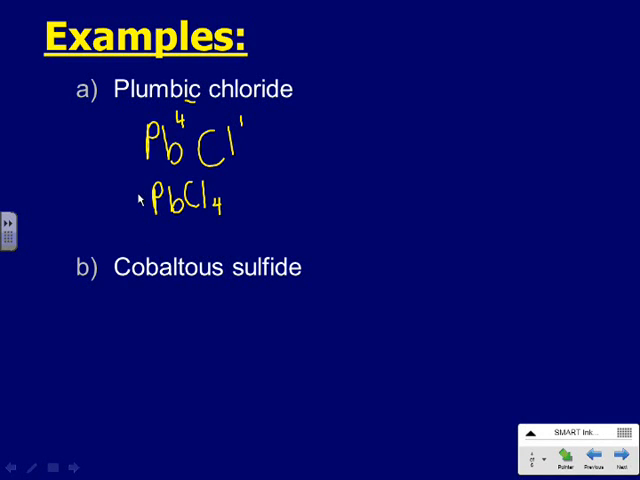All right? The next example is cobaltous sulfide. So Co and S. Again, if you check your periodic table for cobalt, its 2 possible oxidation states are 2 and 3. So ous is the low one, ous is low. So this is 2 on the cobalt and 2 on the sulfur. And so when you cross those over, that is CoS.